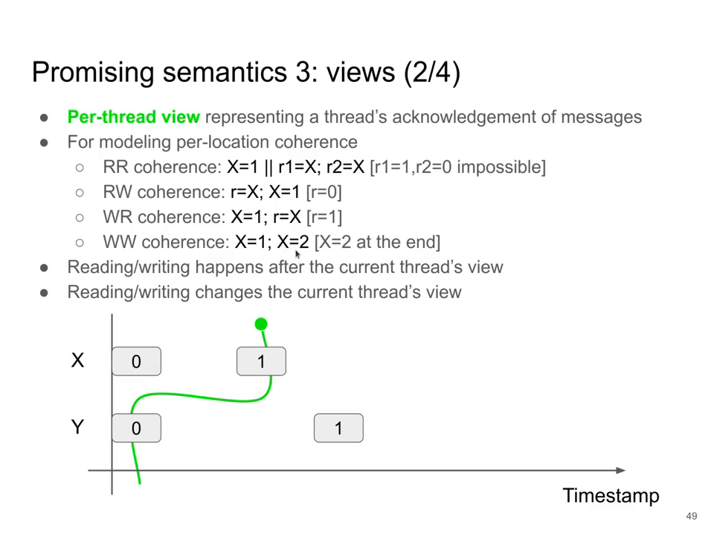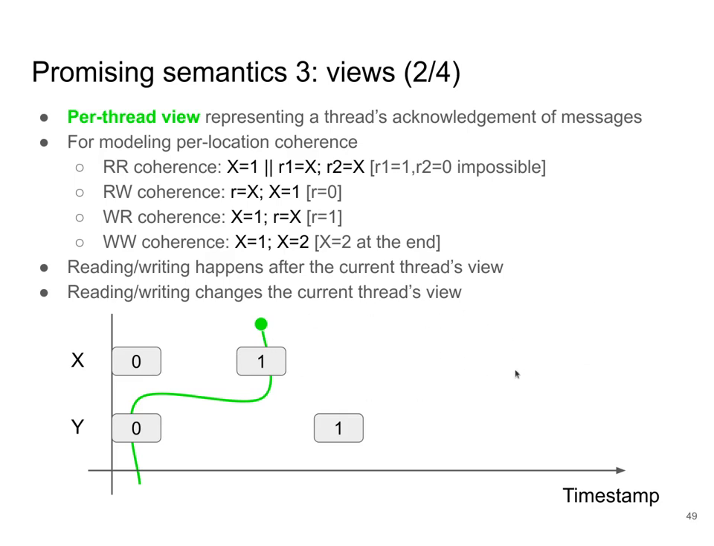So to summarize, there are coherences, and in order to model these kinds of coherences, we manage the per-thread view and reads and writes. All the accesses should happen after the current thread's per-thread view. So regardless of whether the access is a read or a write, it should happen after the current thread's view. If the thread view is here, then you should read this message or later messages if there is one. And if the view is here, then you should write new messages later.